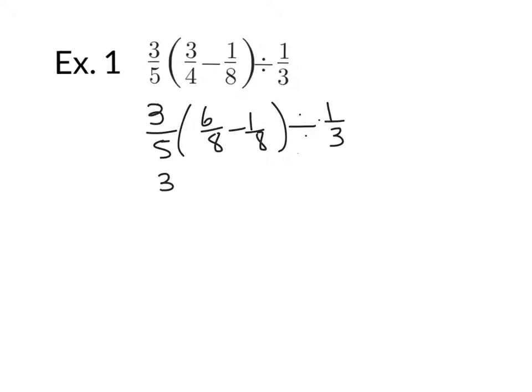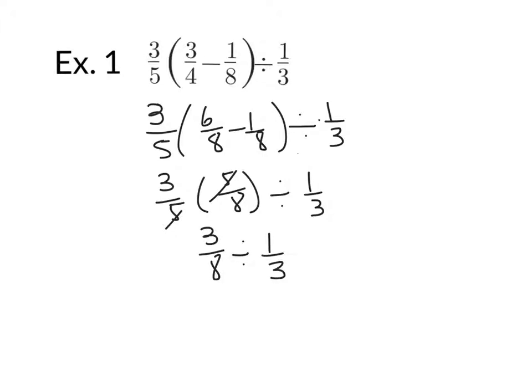Okay, now I can do the arithmetic inside the parentheses. 6/8 minus 1/8 would be 5/8. Okay, so now you see we have multiplication and division. So which one gets done first? Well, we would do the multiplication first because it's the leftmost operation. So I'm going to multiply 3/5 times 5/8. Now you might want to cancel out that common 5. Let's go ahead and do that. Reduce before we multiply. And we would have 3/8 divided by 1/3.